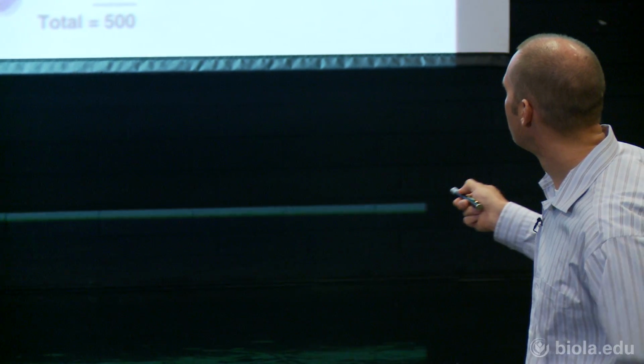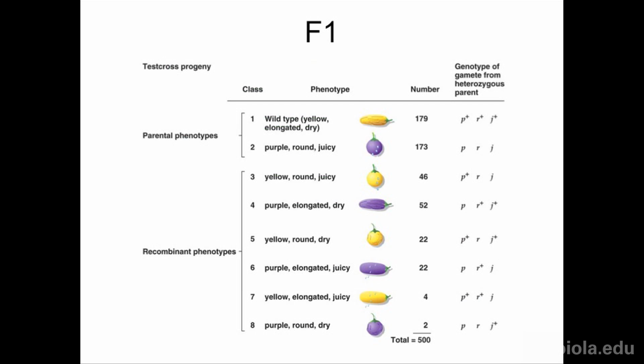The next thing you look for in a 3-point test cross is what is the rarest occurrence. The rarest occurrence is going to be where a recombination event happened between the first gene and the second gene, and a recombination event happened between the second gene and the third gene. That would be the most rare thing to happen is recombination between both, right? So that is down here. These two phenotypes, the yellow elongated and juicy, and the purple round dry, those are the most rare, you see? And so that must have been a double recombination event.